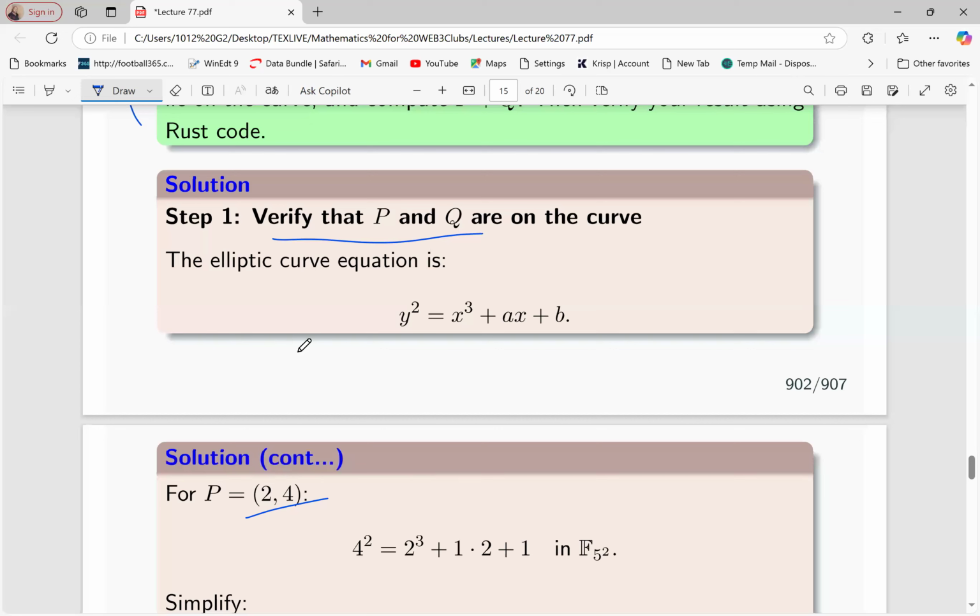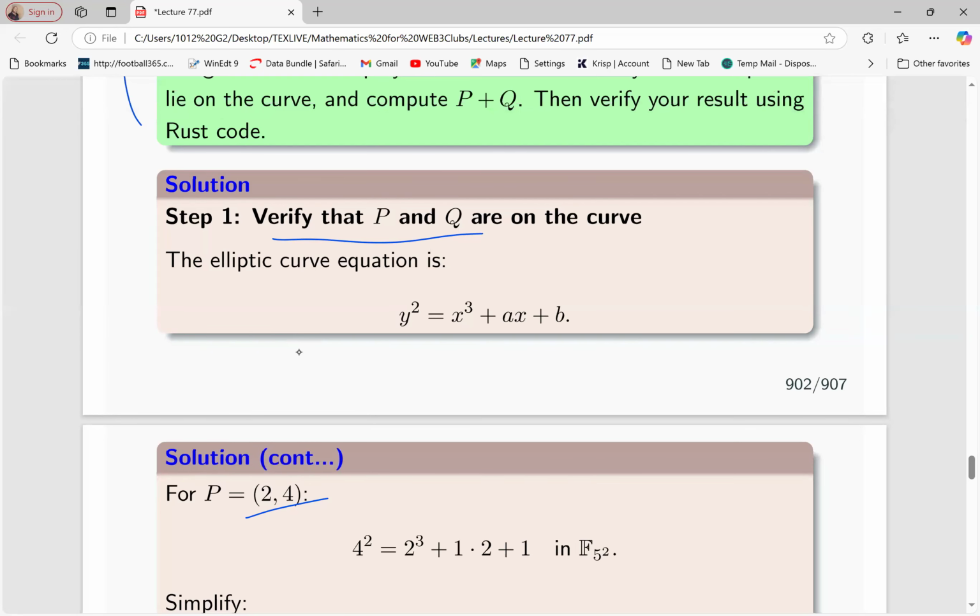And now to verify if 2, 4 is on the elliptic curve, we just substitute 2 for x in the elliptic curve. The elliptic curve is y square is x cubed plus x plus 1. So just put 2 where there is x. You'll be getting y square when you put 2. So this will be 8 plus 2 plus 1. We are doing it mod 5. This is 1. So y square is 1.